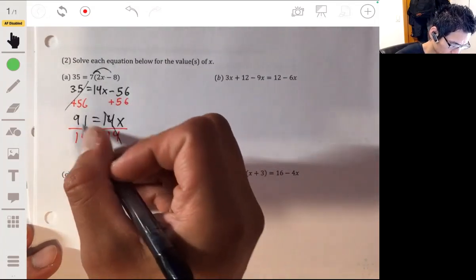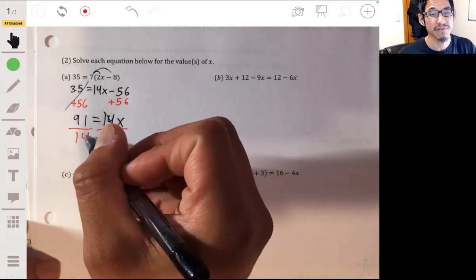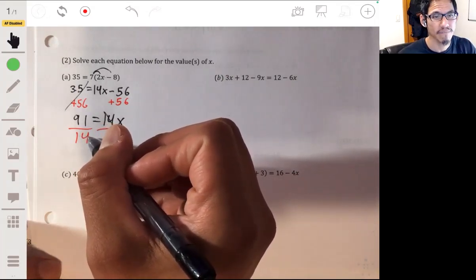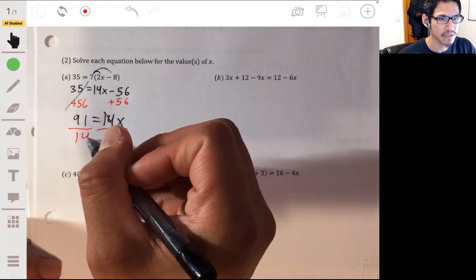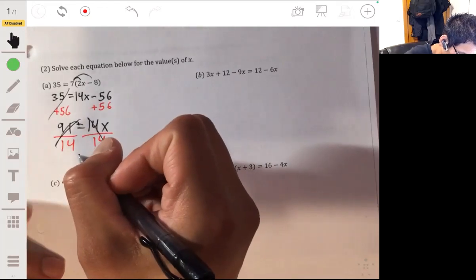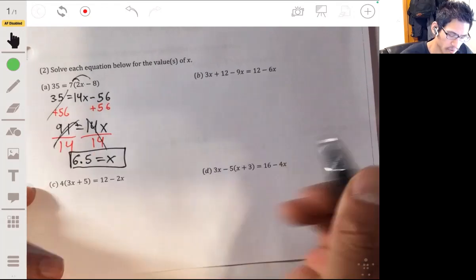Divide both sides by 14, and we get, what would that be? 7, right? No. 6.5. Yeah. I didn't want to take out a calculator, and yes, 6.5. Cool.